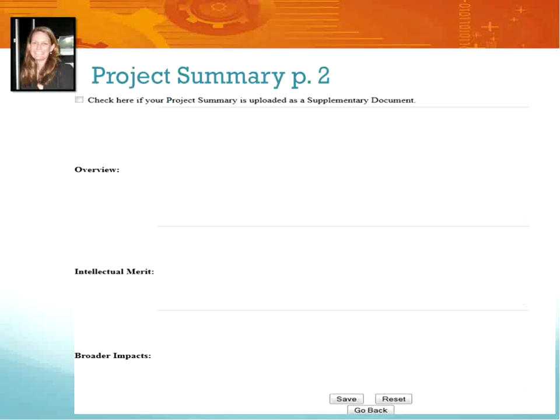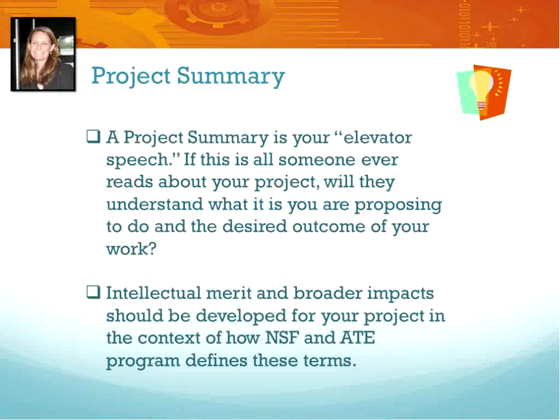If you have in your project summary something like mathematical symbols that you feel really need to be there, or Greek letters or something of that sort, the text boxes will not support that. If that is the case, you will need to check the box at the top that says that you're going to upload it as a supplementary document. So it's not common for ATE proposals, but if in fact your project summary does contain special characters, you would need to upload your project summary as a supplementary doc. Otherwise, you would plan to use these 3 text boxes.